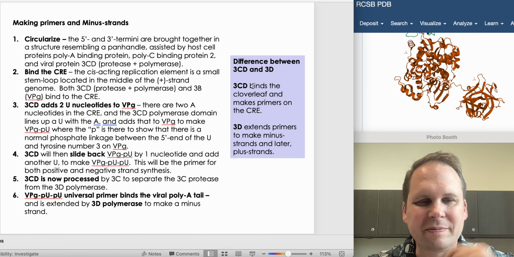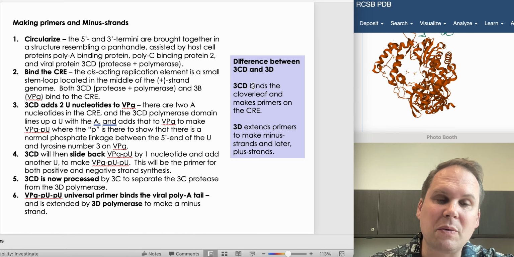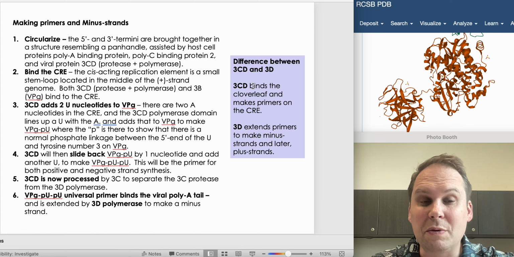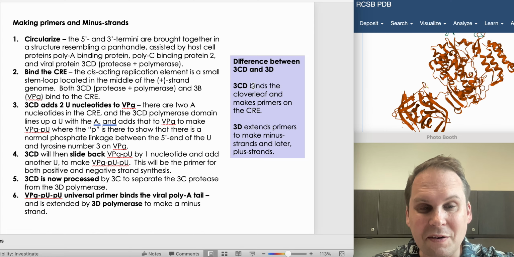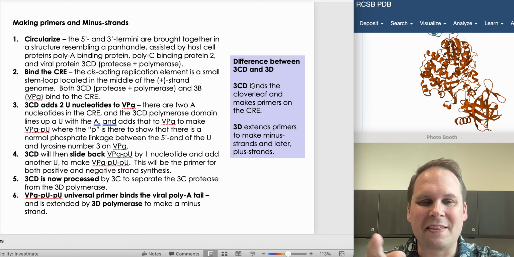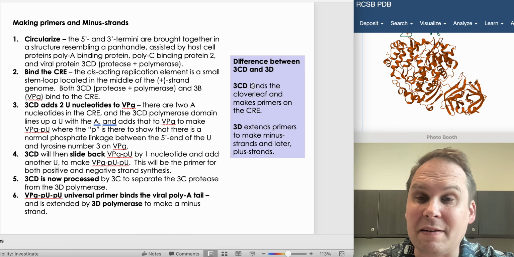All right, so in words, first, as we do every time, we're going to make a circle out of the genome of our virus. You will see this happen over and over again in pretty much every linear virus. They're going to start out by getting both ends together and making something like a panhandle.